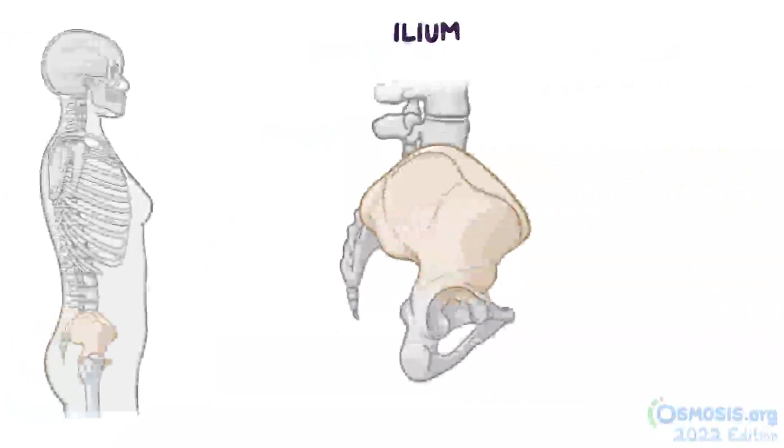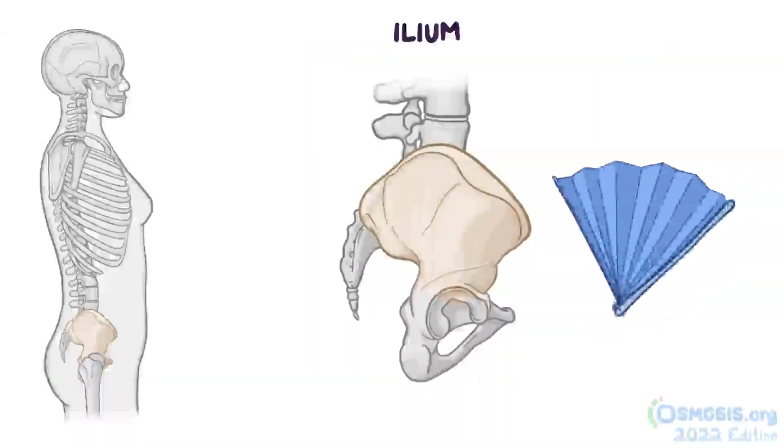Now let's start with the upper part of the hip bone, the ilium. You can think of the ilium as a fan. It has an upper expanded part representing the spread of the fan, called the ala, and a lower narrow part representing the handle of the fan, called the body.